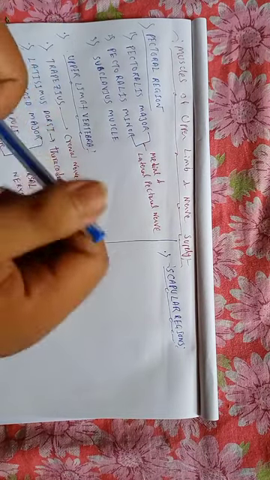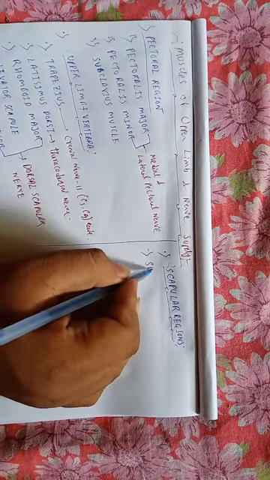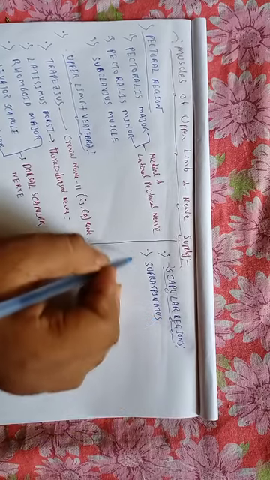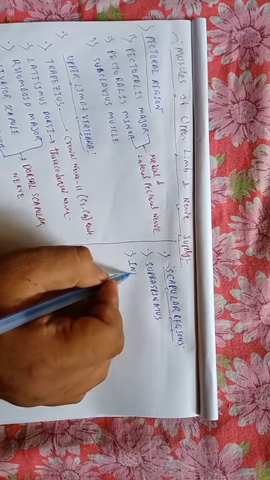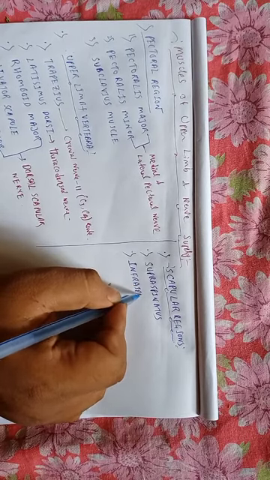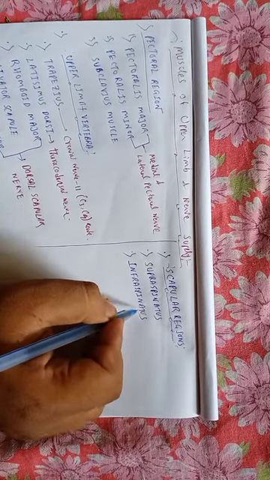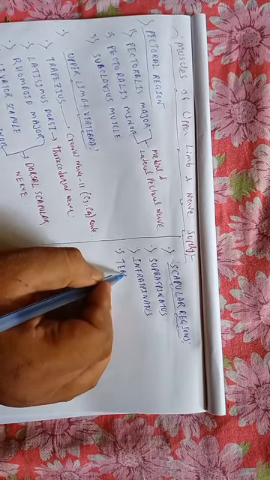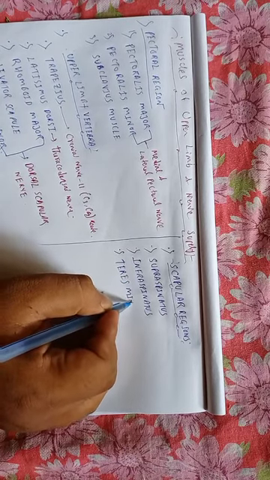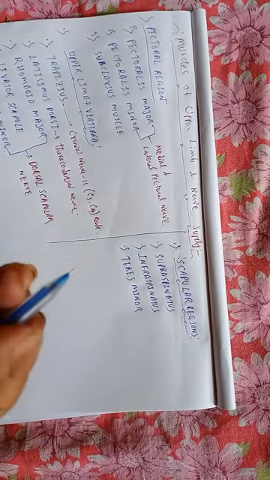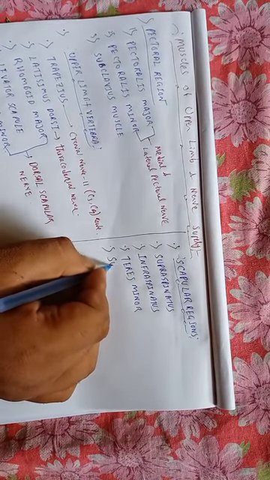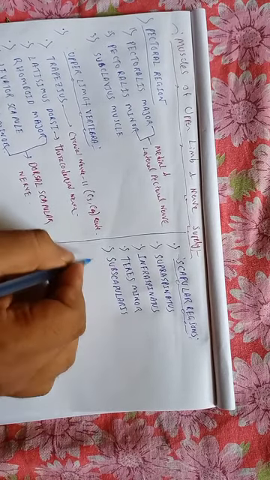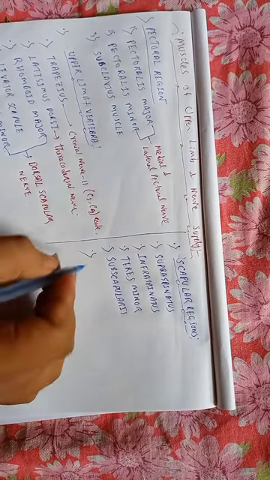So first of all, the names of the muscles are here: the supraspinatus. Then we have the infraspinatus. Then we have teres minor. We have subscapularis. Then we have the muscle called teres major.